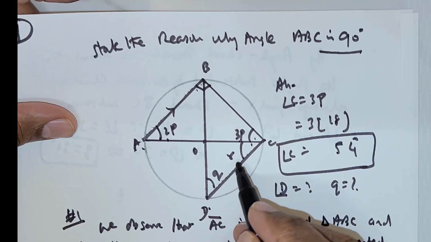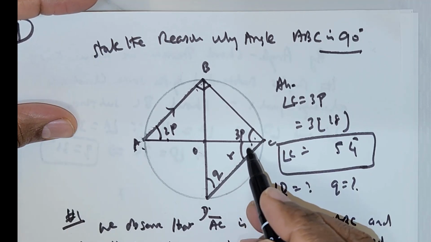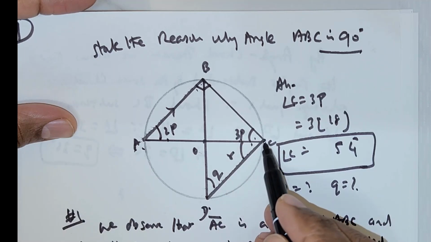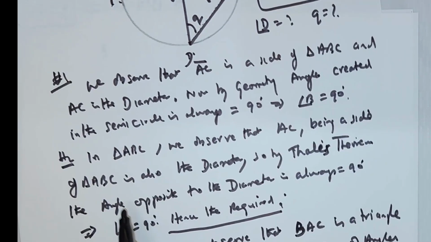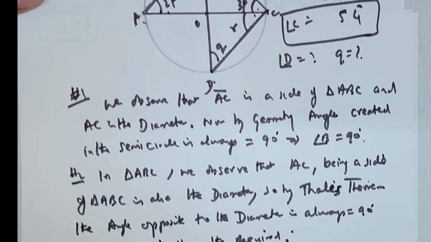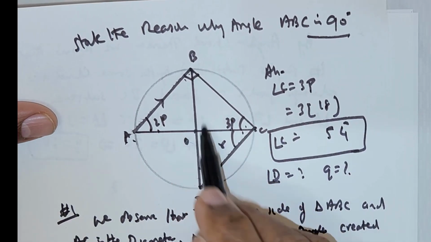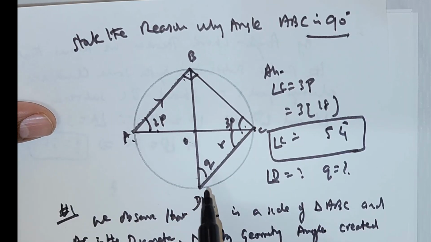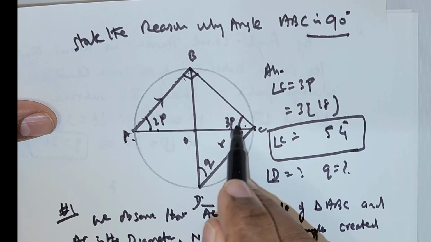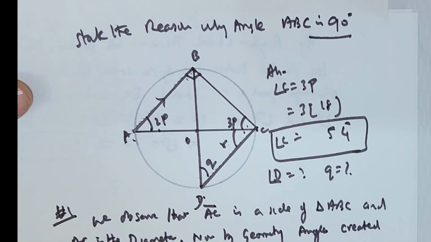Okay, next they are asking us to find the angle R. Now clearly you see this angle at C is 90 degrees by the definition that I've just shown you at the start of this question. Angles created opposite to the diameter is always 90 degrees. So we can utilize that concept and find out the value of R.